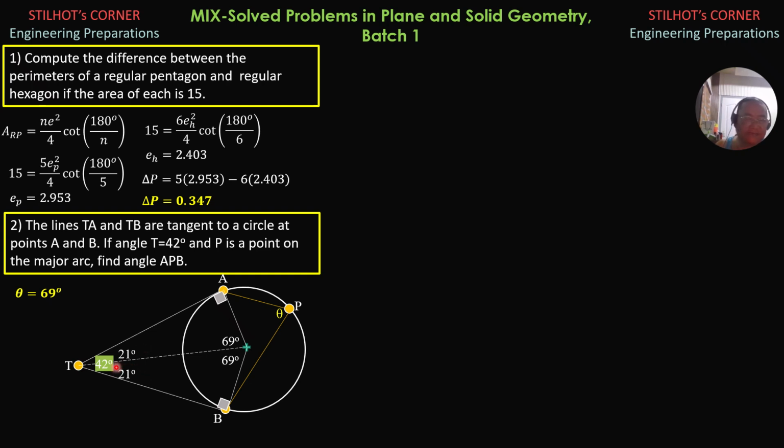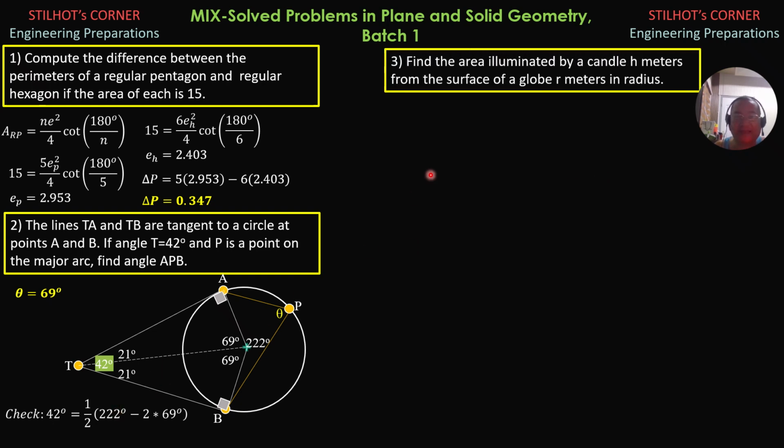Then to check this 42 degrees, the angle between the tangents is one half the difference of the subtended arcs. This arc APB, the major arc, occupies an angle which is 360 degrees minus 2 times 69 degrees, and that is equal to 222 degrees. Therefore, 42 degrees is one half the difference of 222 degrees and 2 times 69 degrees, if you want to check, and if you can remember the principle also. So that checks. Next problem.